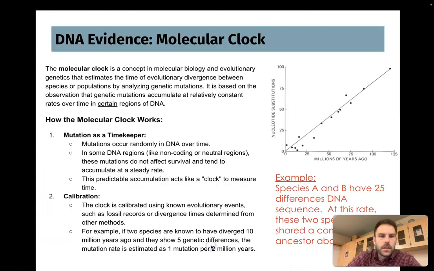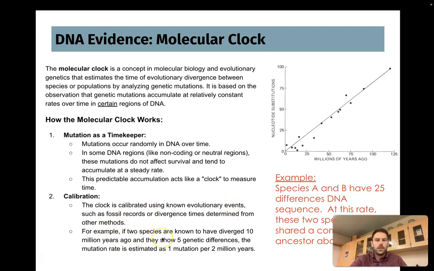So this brings us to the molecular clock. It's this concept in biology that mutations occur randomly in DNA over time, and in some regions, like non-coding regions or neutral regions, where it's not going to change the amino acid, these mutations do not affect survival and tend to accumulate at a steady rate. So this predictable accumulation acts like a clock to measure time, all right? The clock is calibrated using known evolutionary events such as the fossil record.